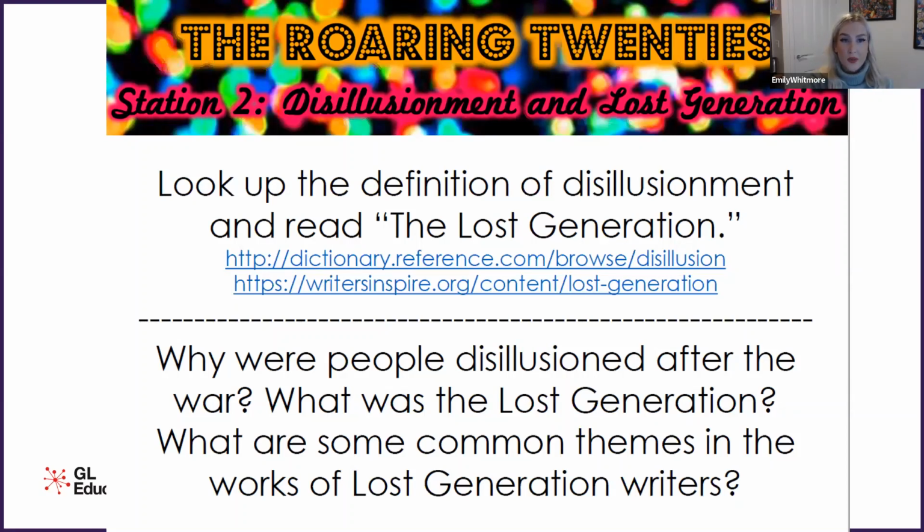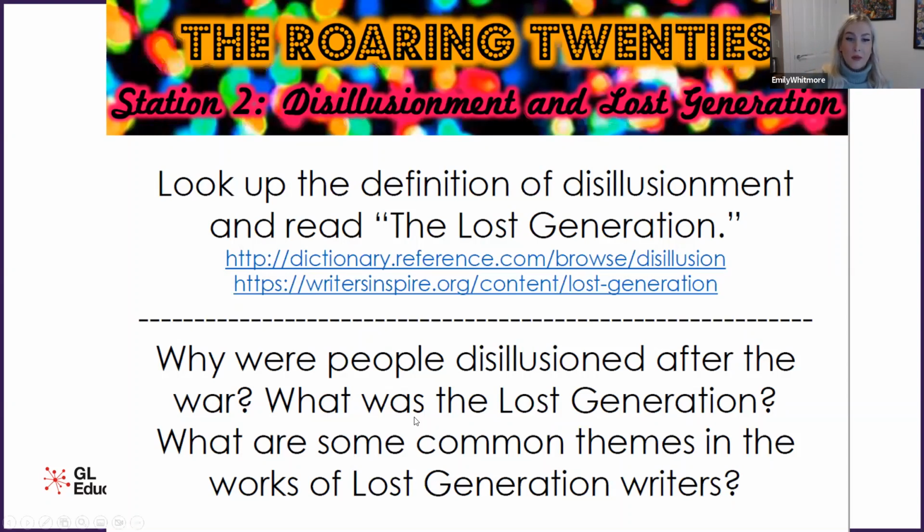So for example, this is station 2, disillusionment and the lost generation. At this station, students in their groups would have about 10 or 15 minutes, and I've got the instructions here. They look up the definition of disillusionment and they read the lost generation. I've got the link here for them. My students were a bit older, so they had laptops with them that they could take around to the stations and use. Again, you can modify this if you have younger students or students who are not using laptops.